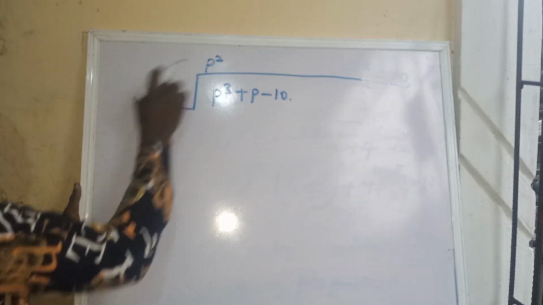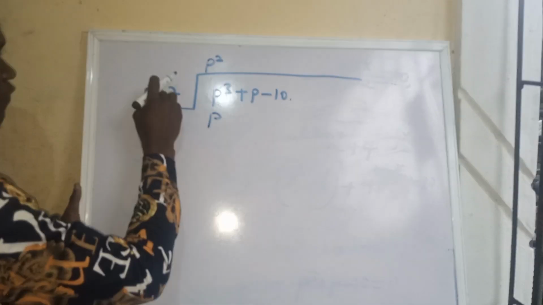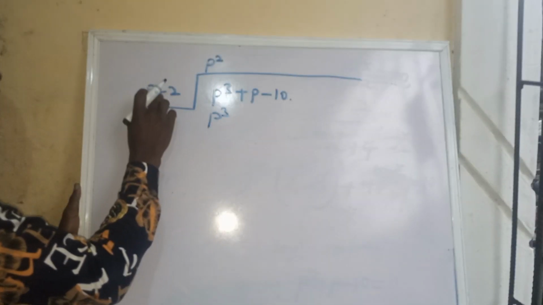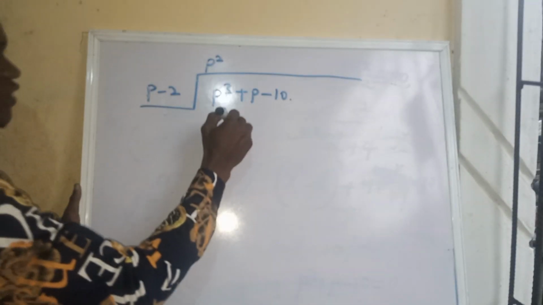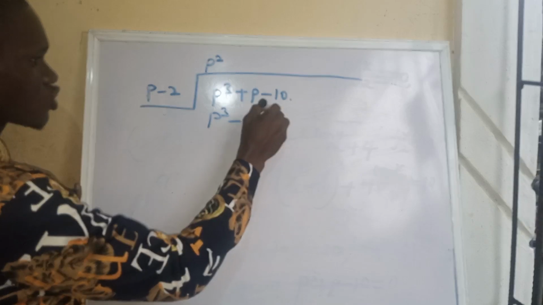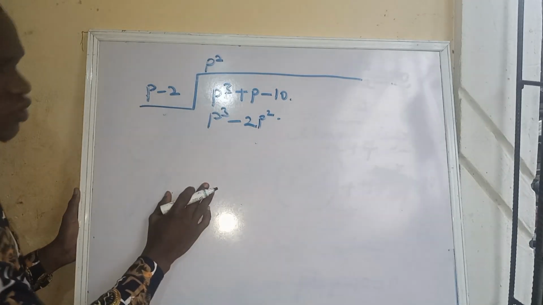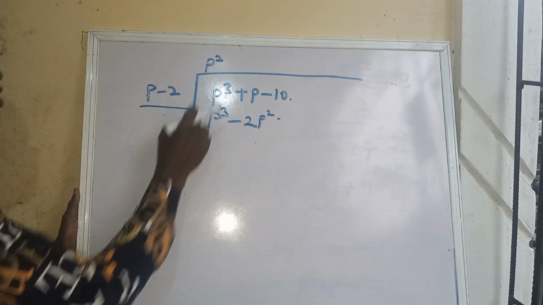So multiply this with this, we are going to have p to the power of p times p squared is going to give us p to the power of 3 or p cubed. Then minus 2 times p squared is going to give us minus 2p squared. We want to eliminate p to the power of 3 or p cubed. How can we eliminate it?